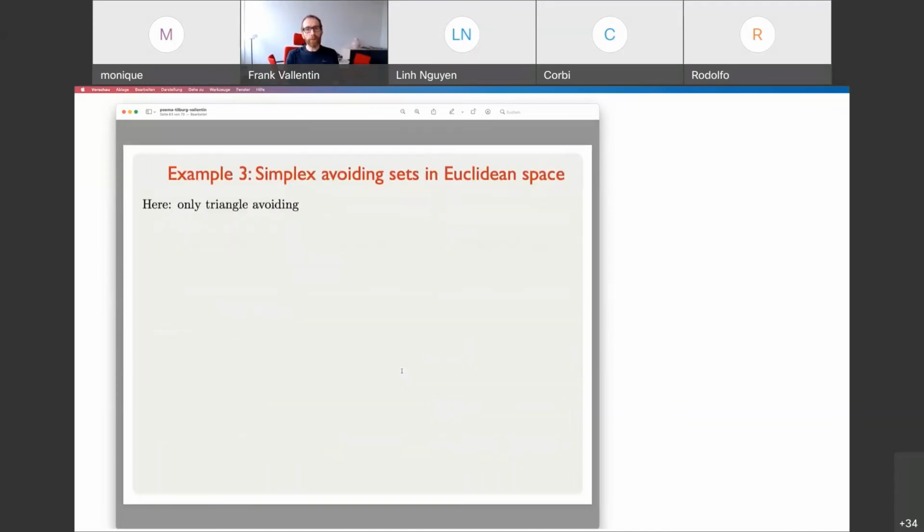Right, last thing I want to do, and it's very similar to the second example, I want to look at simplex avoiding sets in Euclidean space, where the main difference is that we transfer the theory which we just had for finite hypergraphs to infinite geometric hypergraphs. We can do it for simplex avoiding sets, not only for triangle avoiding sets, as we discussed for the Boolean cube, but because of time reasons and because of notation, I only want to look at triangle avoiding sets.